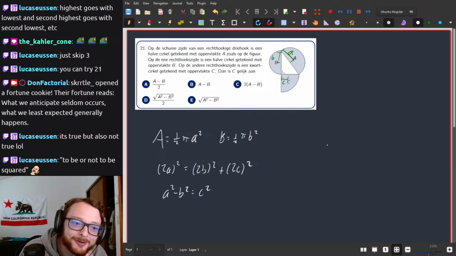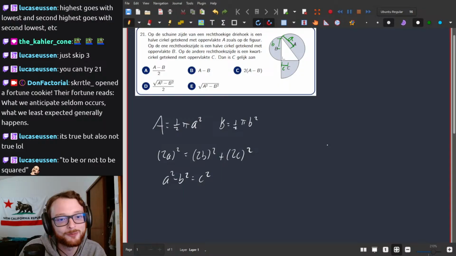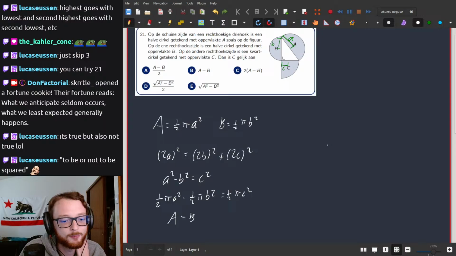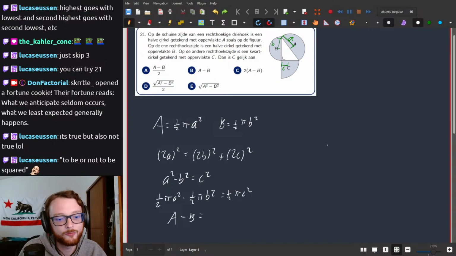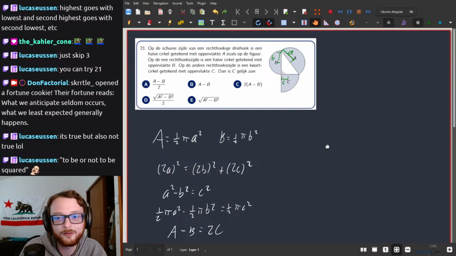I'm glad you heard that. And then I feel like this is probably not the intended way of doing it, but we can just multiply. Okay. If I multiply this equation through by 1/2 pi, we recover a and b, but this is twice of c. So I think the answer is a minus b over 2. Is that a? It's a, right?